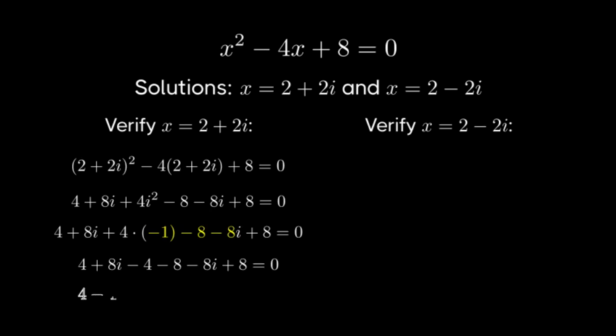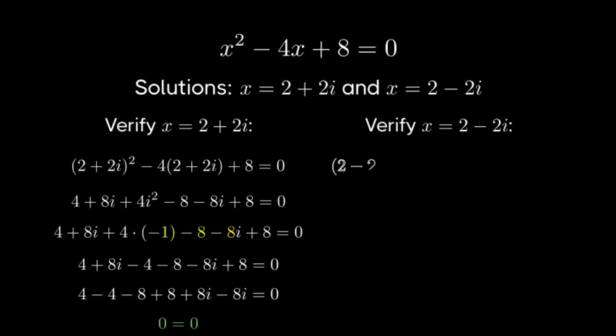Now we group and combine like terms. The real numbers 4, -8, and 8 add up to 0. The imaginary terms 8i and -8i also sum to 0. This simplifies to 0 equals 0, which is a true statement. This confirms that x equals 2 plus 2i is indeed a solution to our original equation.